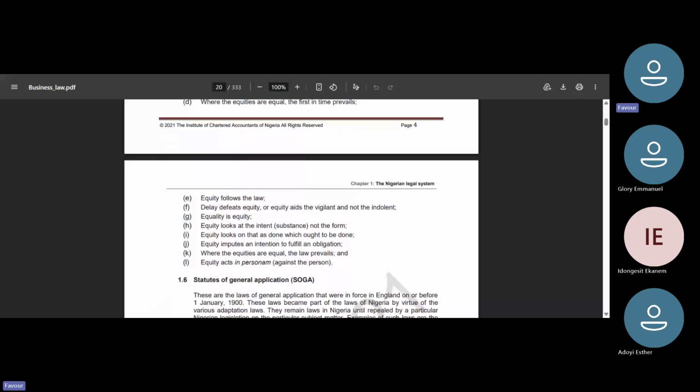And where the equities are equal, the law prevails. It's a very key point. When equities are equal, the law prevails. Initially, the fourth maxim was where the equities are equal, the first in time prevails. So bear in mind that where the equities are equal, the law prevails. And equity acts in personam, that is against the person.